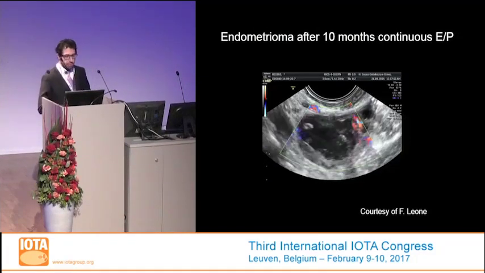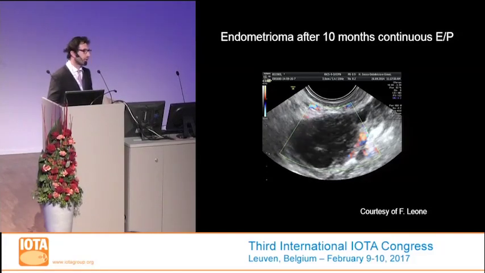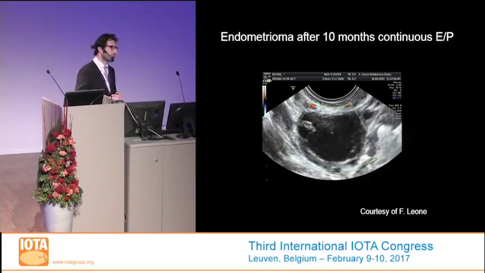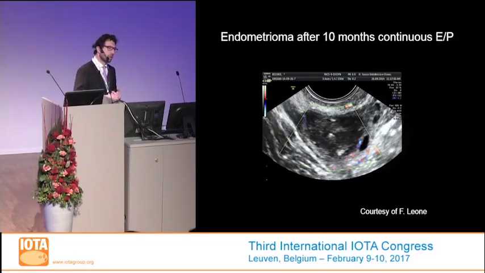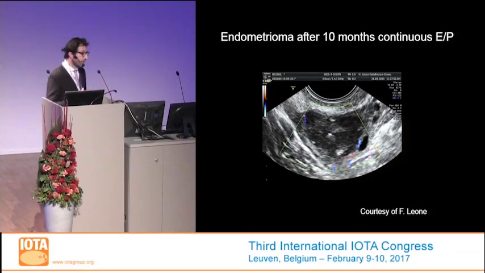And they tend to disappear after pregnancy. Another example of changing endometriotic cysts are those after or during continuous estroprogestin therapy. They tend to shrink and the content of the cyst changes.